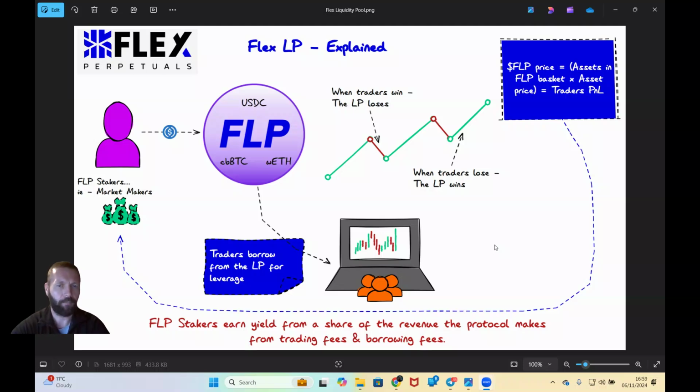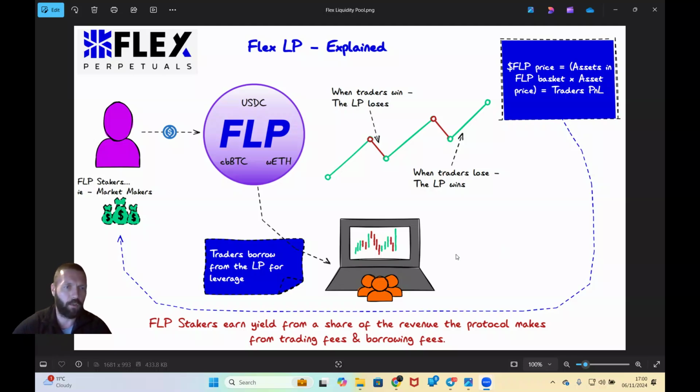Essentially, at a high level, the FLP is the liquidity that traders utilize to allow them to trade with leverage on our platform. So the FLP acts as the counterparty to the traders on the platform. I think it's important to understand a little bit about the makeup of the FLP token, and also what impact being that counterparty to traders has on the potential performance of the FLP token.